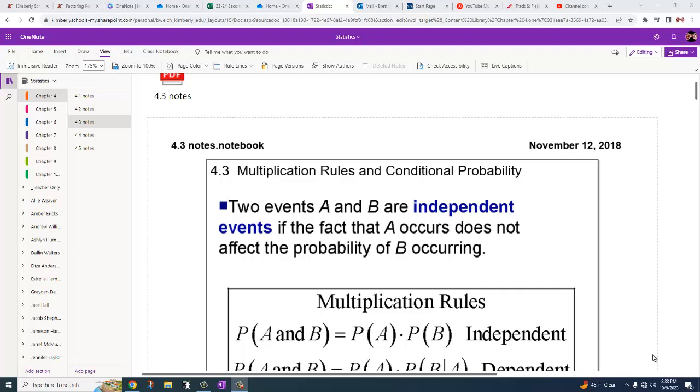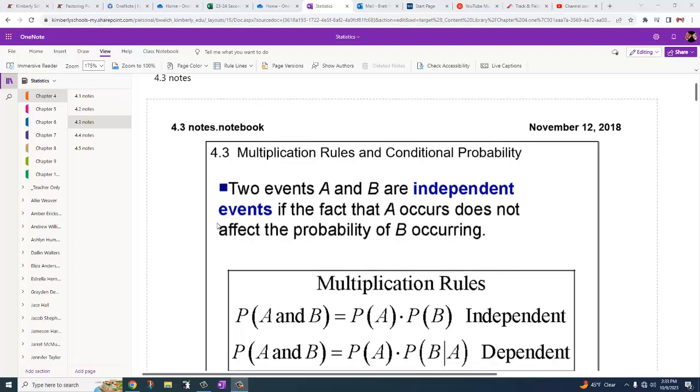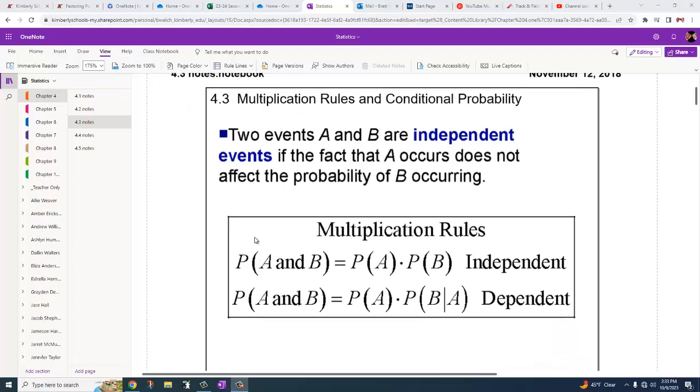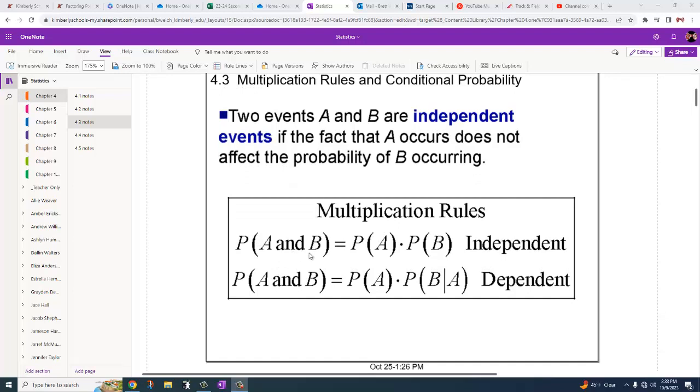Okay, so these are our notes for 4.3. We're going to be talking about multiplication rules and what's called a conditional probability. Two events, A and B, are considered independent if the fact that A occurs does not affect the probability of B occurring. We have independent and dependent probabilities.